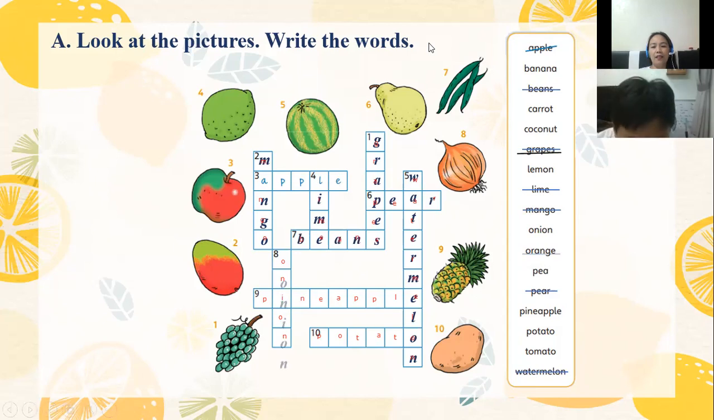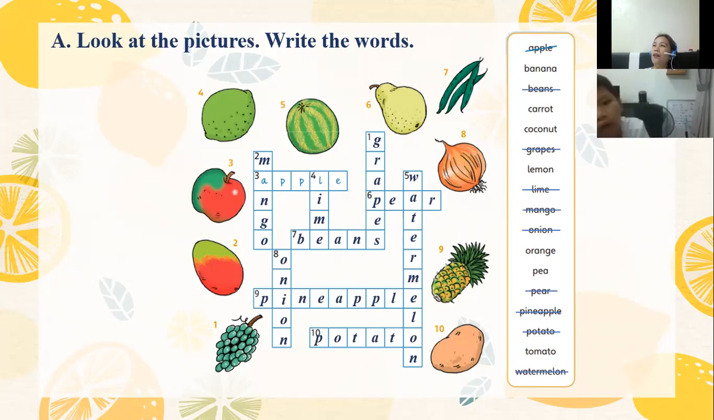Come on. Read them all. One. Correct. Two. Mango. Three. Apple. Four. Lime. Five. Watermelon. Six. Pear. Seven. Beans. Eight. Onion. Nine. Pineapple. Ten. Potato. Yes.